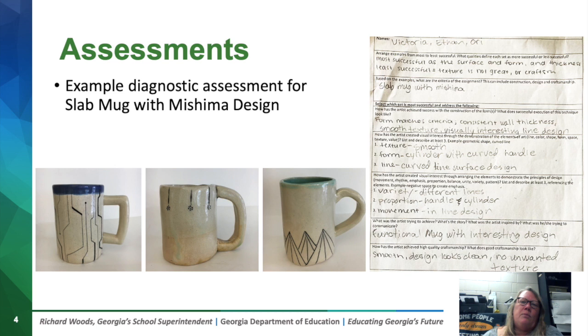So here's an example of a diagnostic assessment for this project where I had a group of students look at these mugs, order them from most to least successful, and then talk about specifics. So which is the most successful? Why did you choose that one? Identifying the elements and principles, talking about function again, and just having this written record is kind of helpful so we could go back and review.